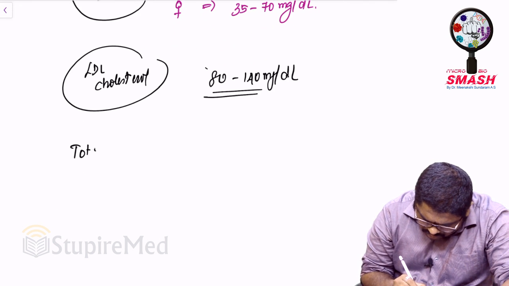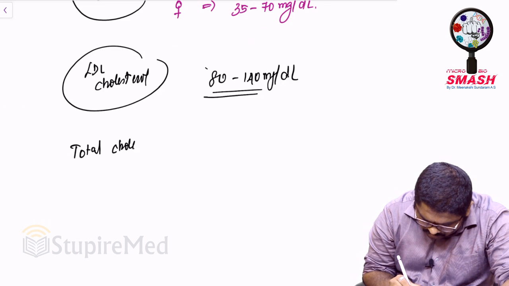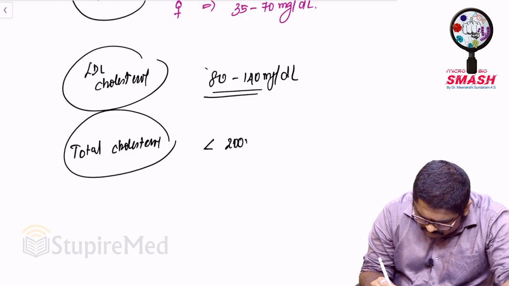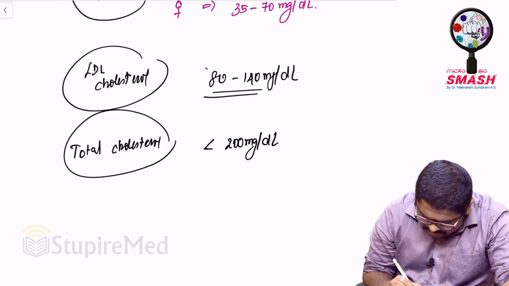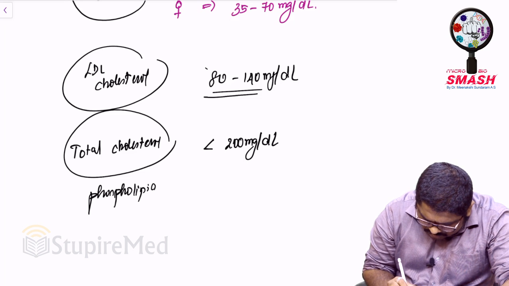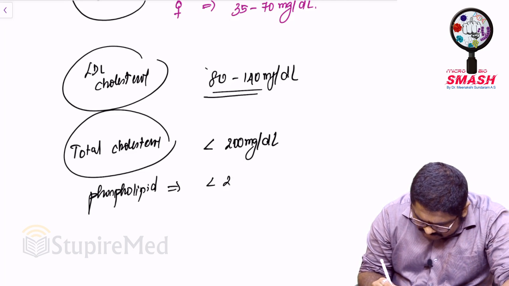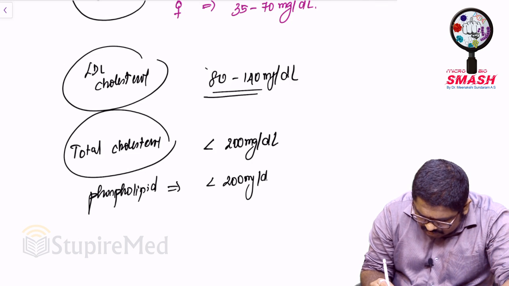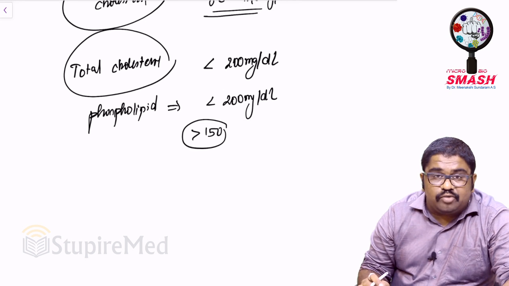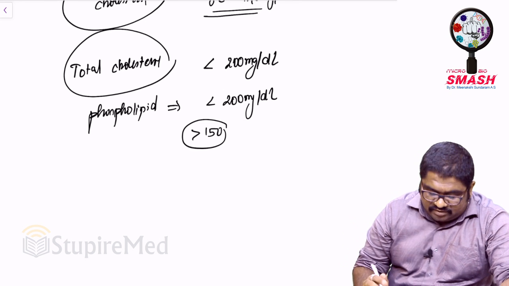Then what about total cholesterol? Total cholesterol should be less than 200 milligrams per deciliter, and phospholipid content should be again less than 200 milligrams per deciliter, but it should be more than 150 for sure. It is also important for carrying out HDL activities.